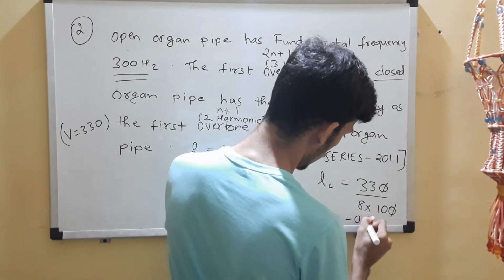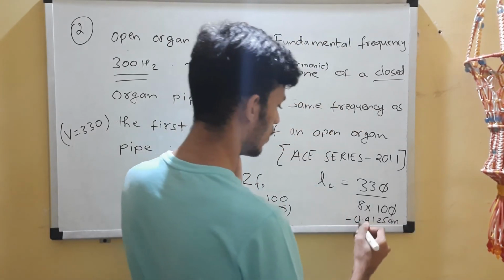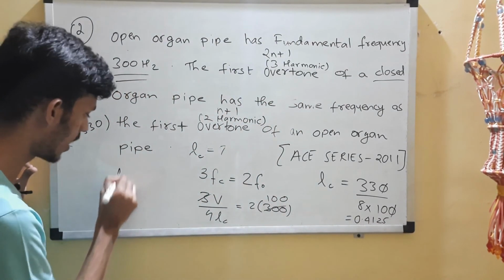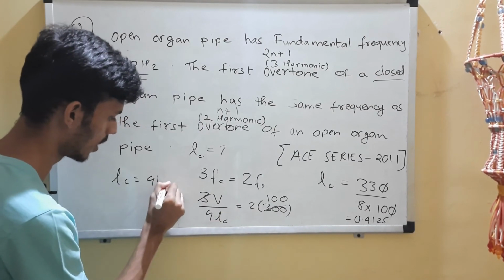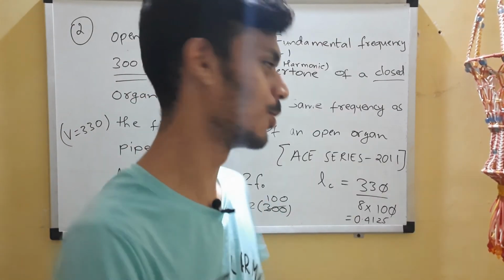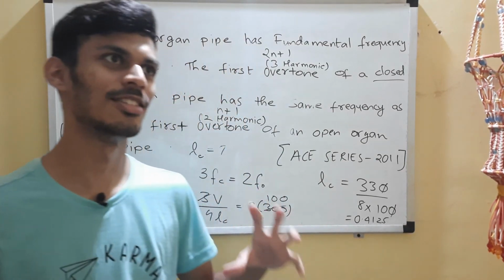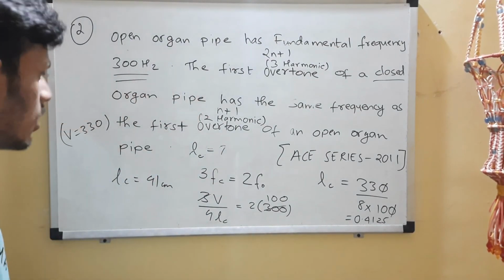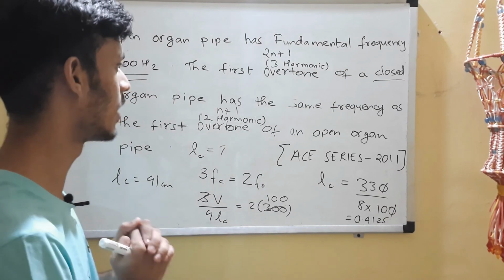So the answer will be 0.4125, I guess. So this is in meters. The answer that you'll get after calculating is close to 41. So there was one option which says 41 centimeters. You are supposed to tick it. By the way, it's a question from the ACE series, which means it's a question from BITSAT 2011. So yeah, the answer over here is 41 centimeters. I hope you got it correct if you tried it.